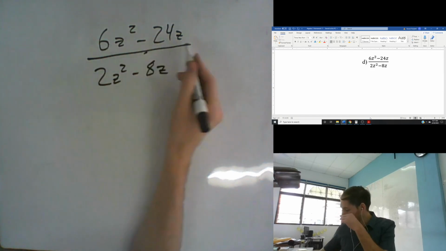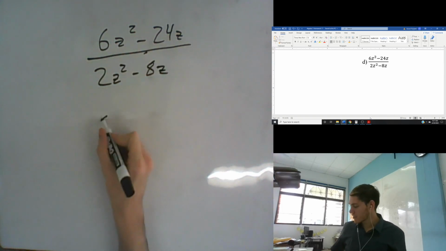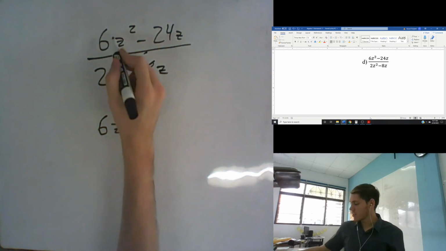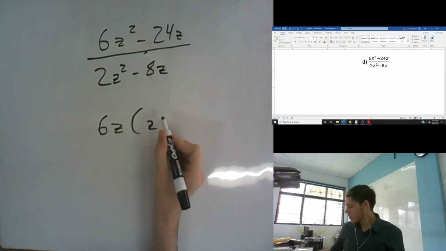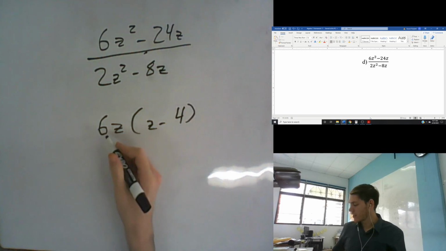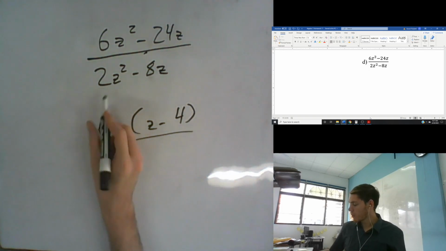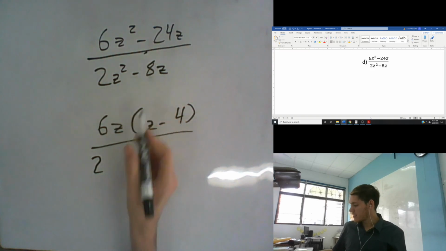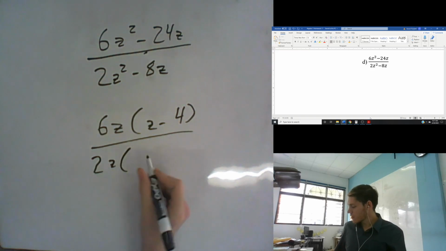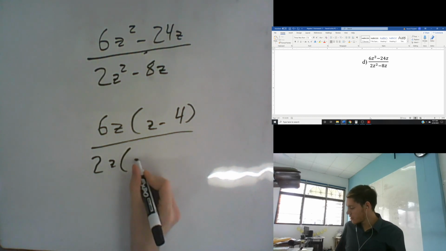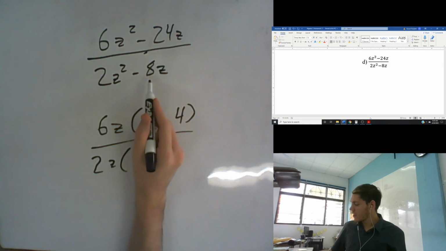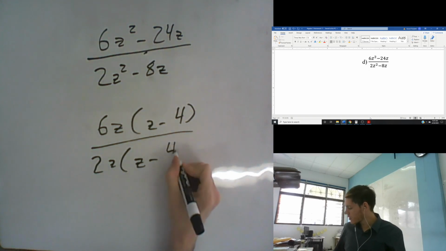So what goes into both top terms? Well, 6 goes into both 6 and 24, and z goes into both. So we can factor out 6z. So this becomes z, and then negative 24z becomes 4, because we just divided out 6z. Same thing with the bottom. What can we factor off? Well, 2 goes into both 2 and 8, and z goes into both. So 2z goes into 2z squared z times, leaving a factor of z. Negative 8z divided by this becomes 4.